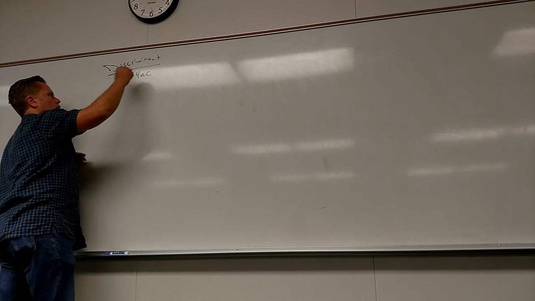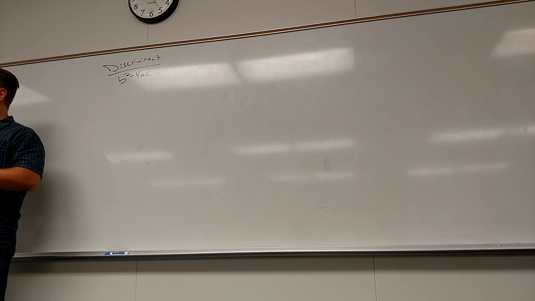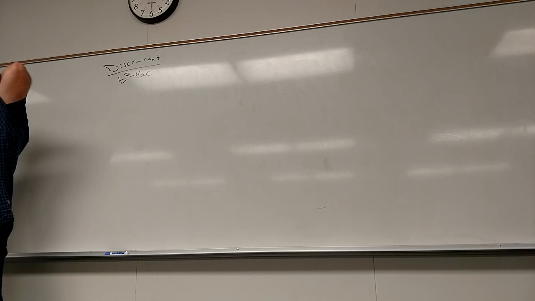The discriminant, the b squared minus 4ac. I've heard that before. Why do we give it that name? Because it discriminates between real answers and complex answers.